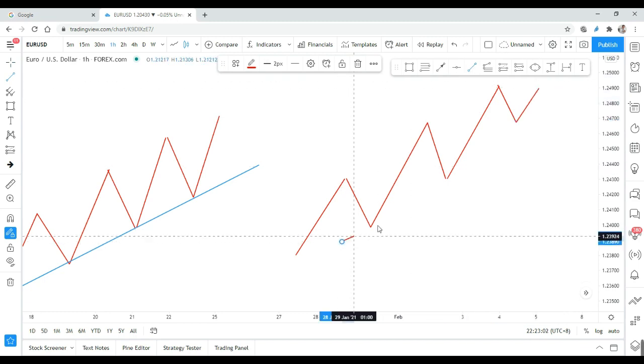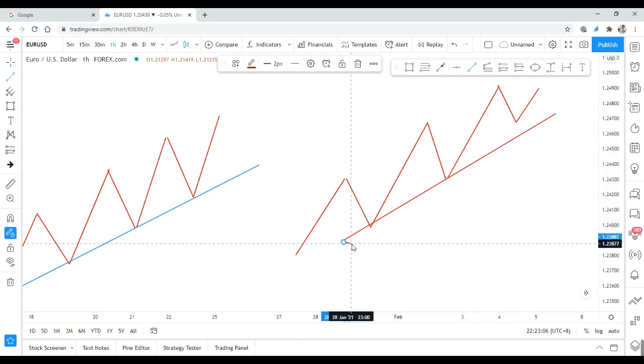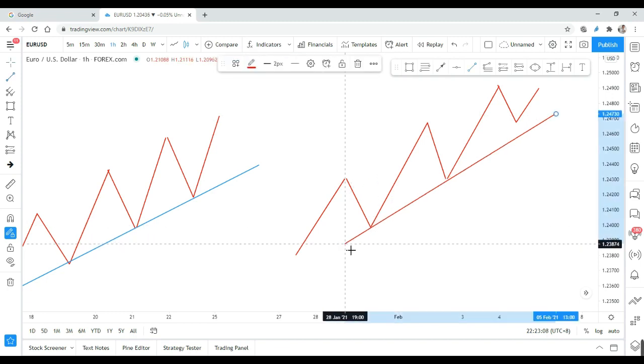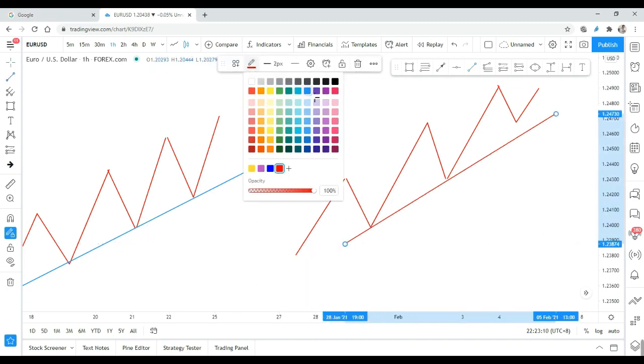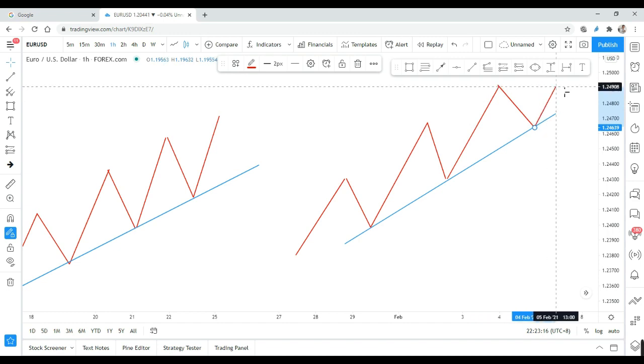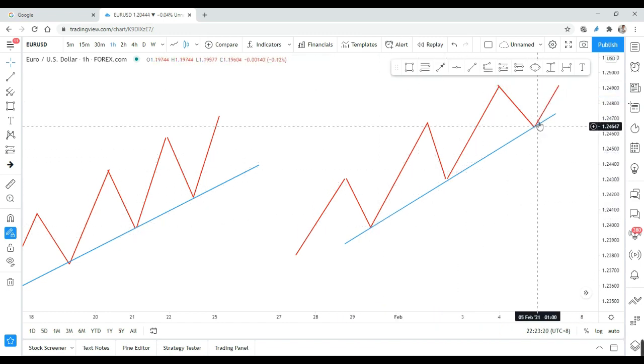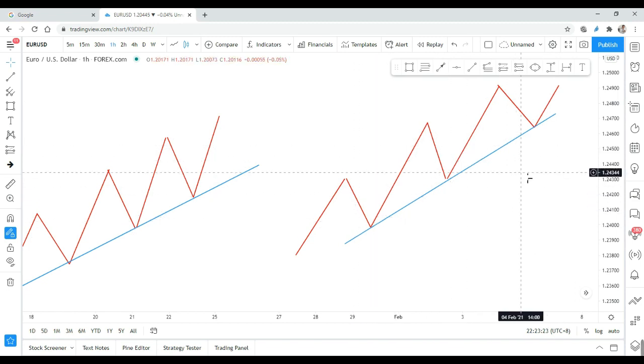So it will be something like this. Let me get the line correct for you. It will be something like this. Maybe like this. So it's the same. You're looking for the first, second, and third. First, second, and third.